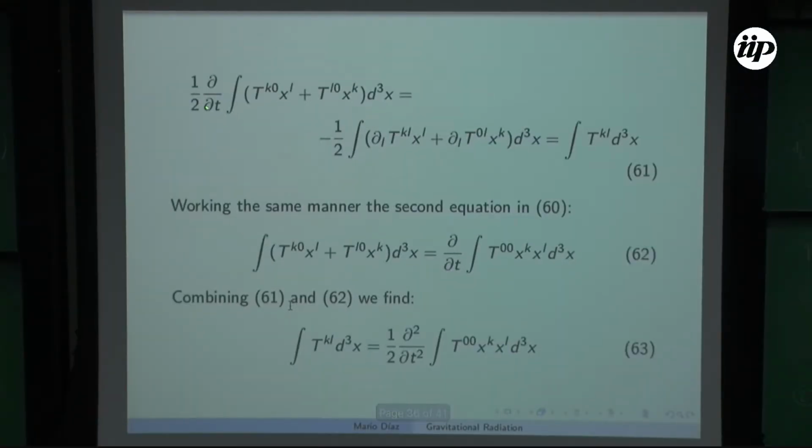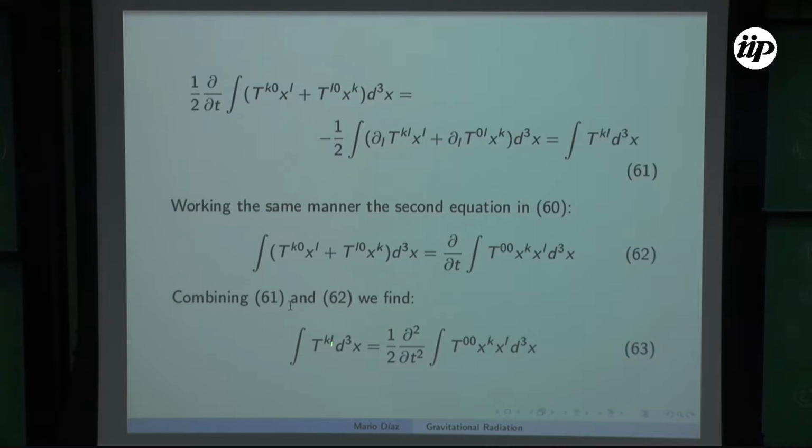So the Bianchi conditions make the energy momentum tensor satisfy this equation. We don't need covariant derivatives because in this particular treatment we are far from the source, and we can write the equations this way. The idea now is to integrate by parts. Integrating by parts, we get this, and working in the same manner, we get this. We can combine these two equations, and this is what we get.